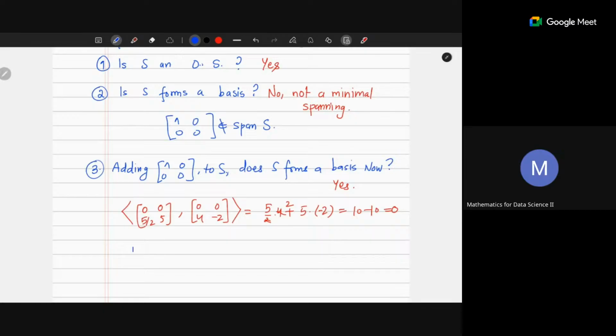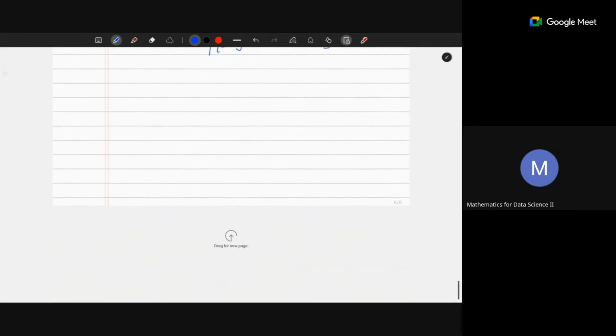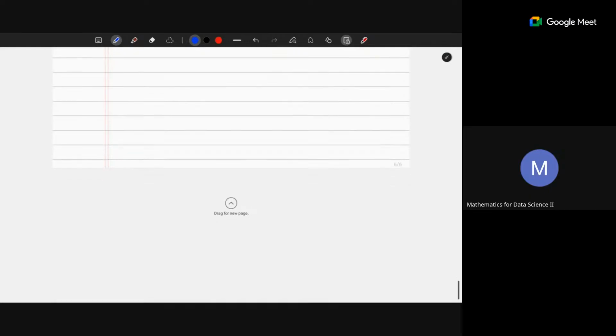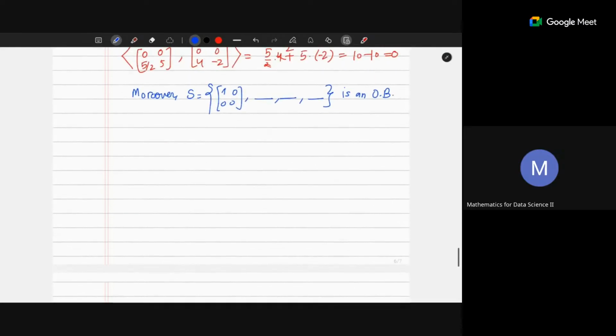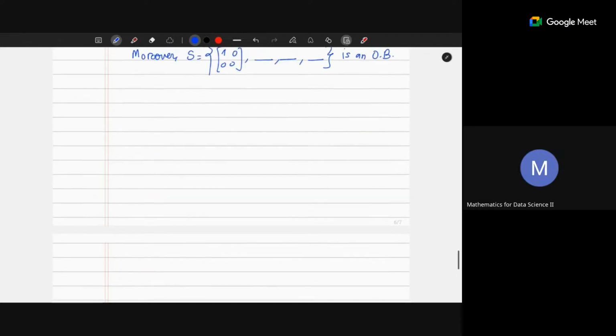So moreover, let me write that down. This new set with 1, 0, 0, 0 and the remaining other 3 vectors is an orthogonal basis. All right. So I hope this concept of orthogonal basis is clear to you. So for orthogonal sets, any minimal spanning orthogonal set forms a basis, because orthogonality implies linear independence. So you don't need to check linear independence.